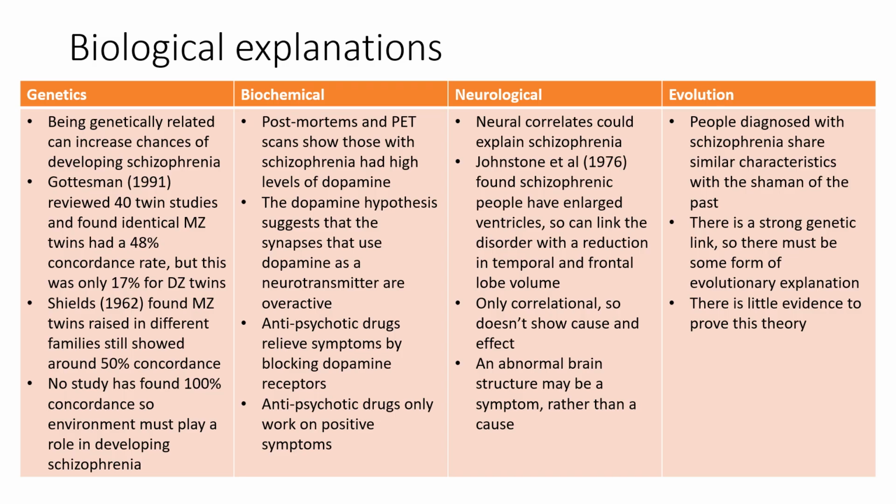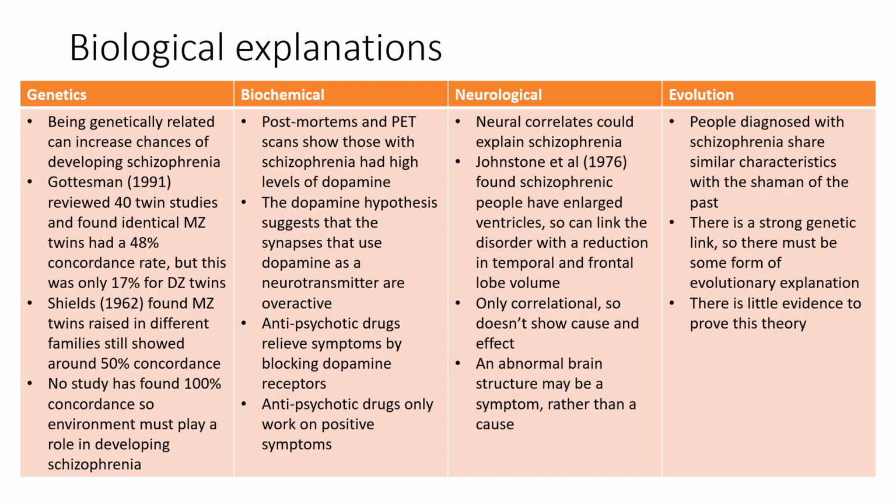Looking at biochemical, postmortems and PET scans have shown that those with schizophrenia had high levels of dopamine, leading to the dopamine hypothesis, which suggests that the synapses that use dopamine as a neurotransmitter are overactive. Antipsychotic drugs can relieve symptoms by blocking dopamine receptors, but they only work on positive symptoms.